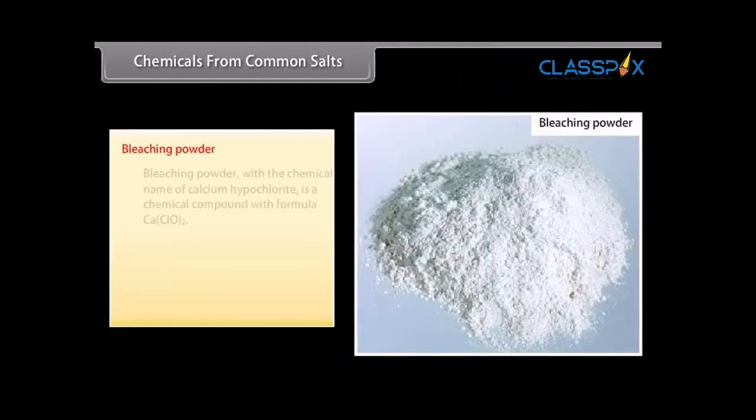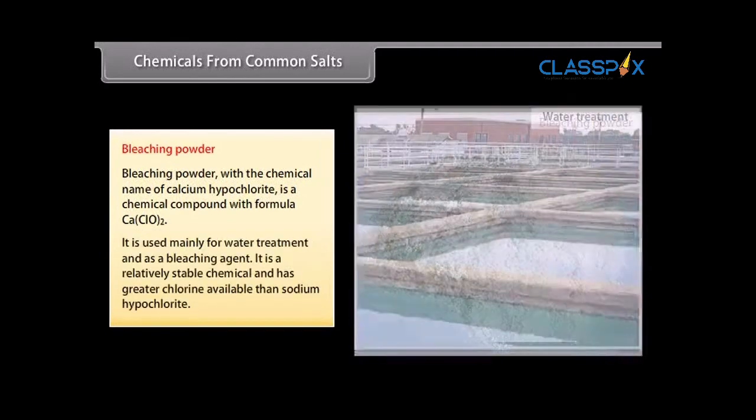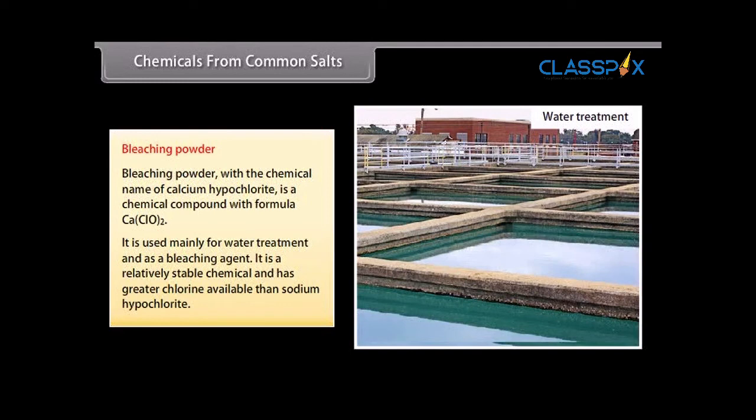Bleaching powder. Bleaching powder, with the chemical name of calcium hypochlorite, is a chemical compound with formula CaClO2. It is used mainly for water treatment and as a bleaching agent. It is a relatively stable chemical and has greater chlorine available than sodium hypochlorite.